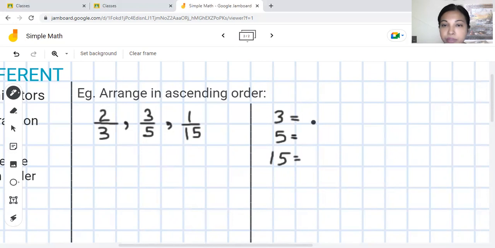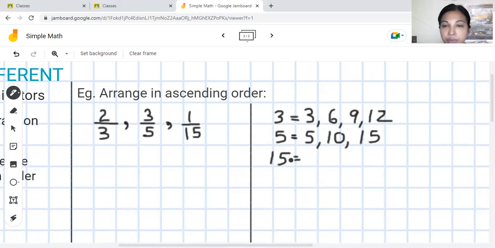So the multiples of 3 will be 3, 6, 9, 12. That's the first 4. 5 will be 5, 10, 15.